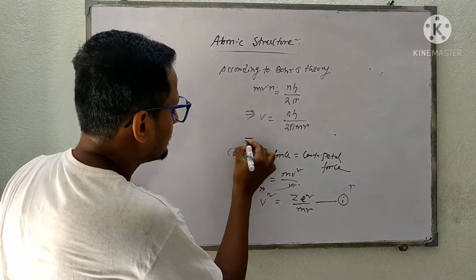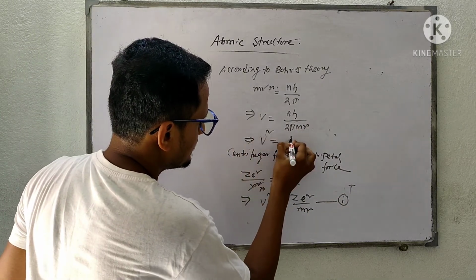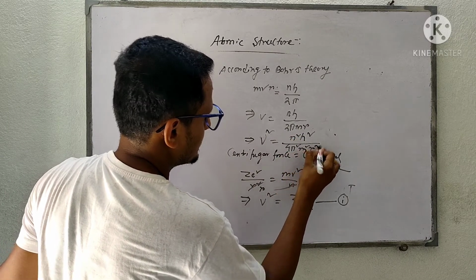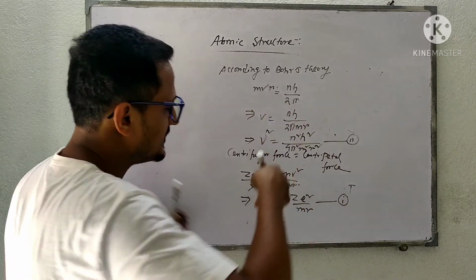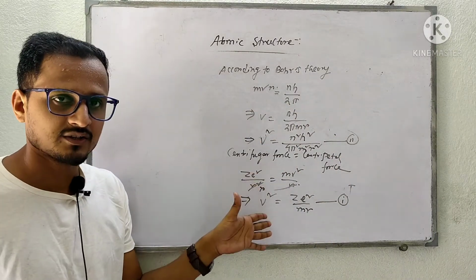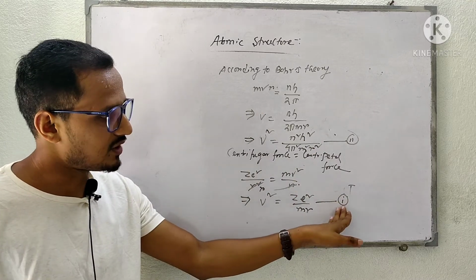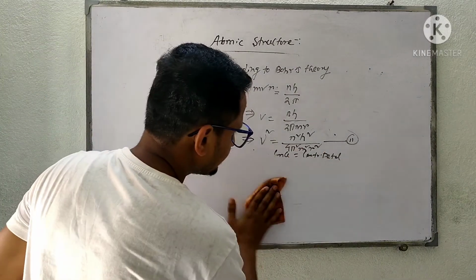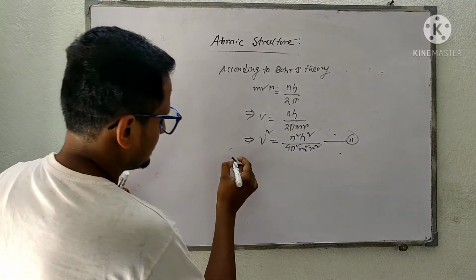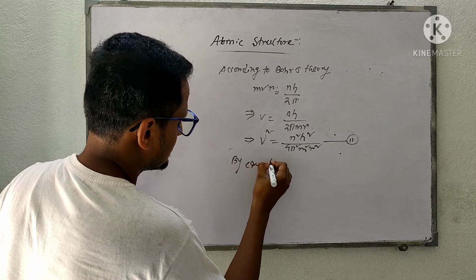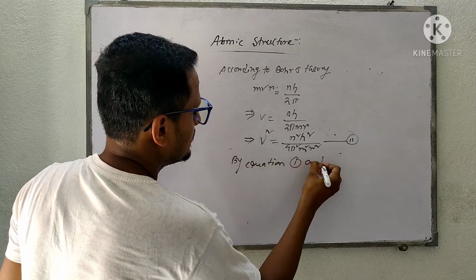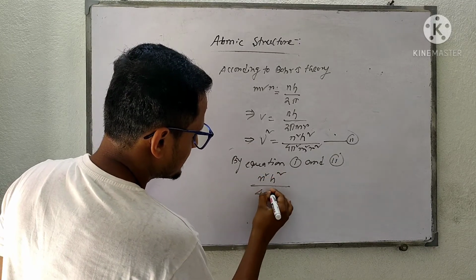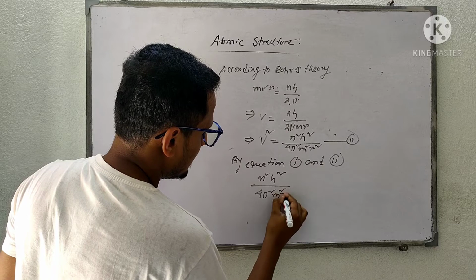Okay, so here we can write V square. So V square will be n square h square by 4 pi square m square r square. This is equation 2. Now both V square are equal, so by equation 1 and equation 2, what can we write? n square h square by 4 pi square m square r square.